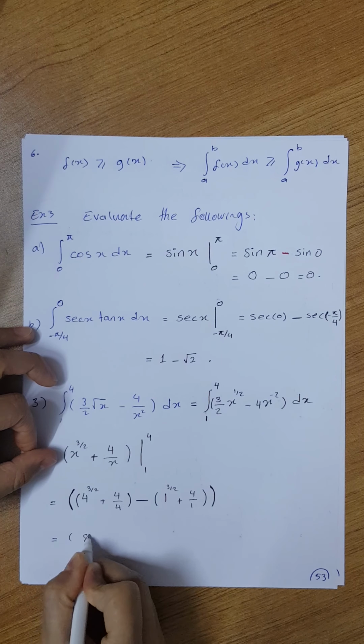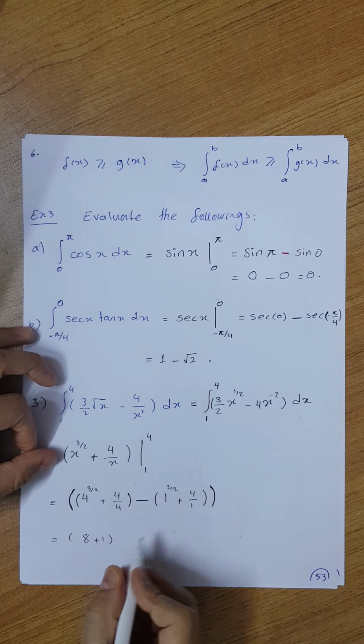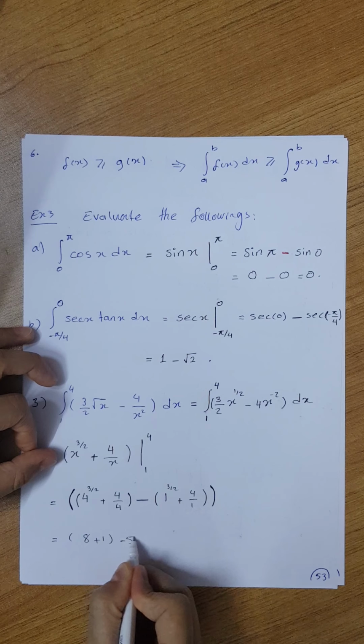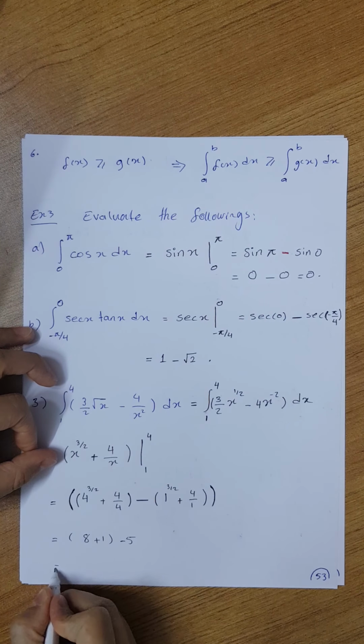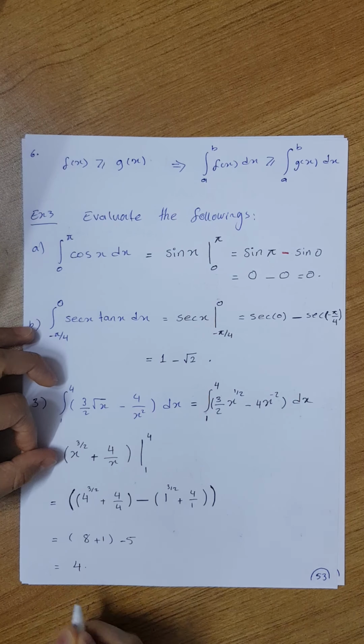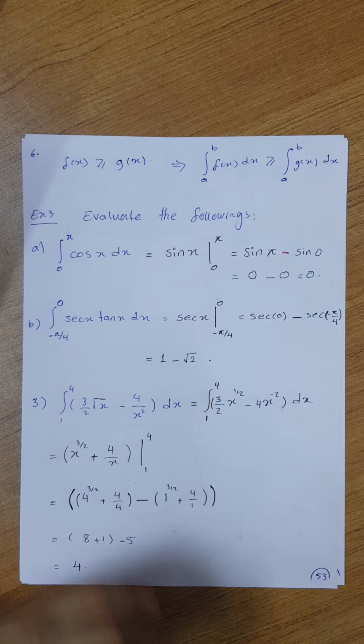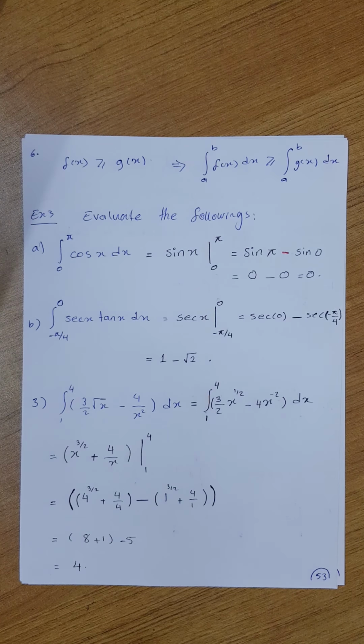That's equal to 8 plus 1, and that is minus 5. This one is 5, and that one is 8 plus 1. So the result is equal to 4. Now we're moving to another example.